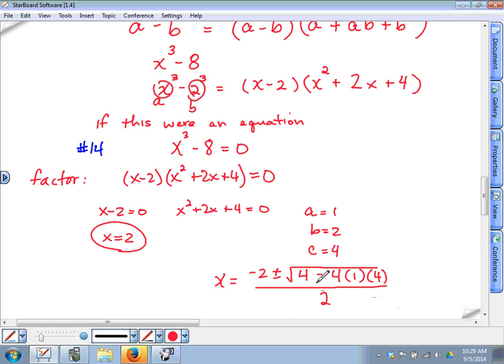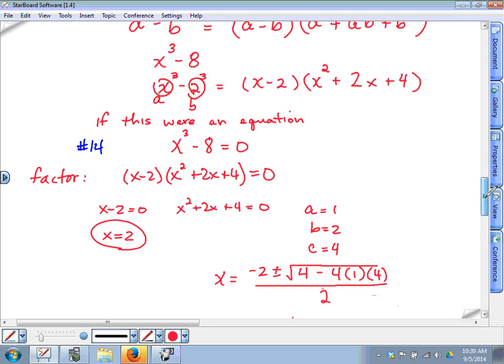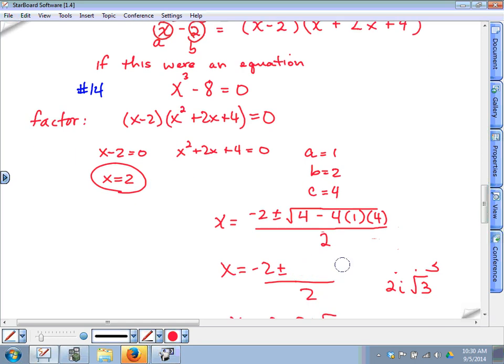Okay. What's 4 times 4? 16. So this is 4 minus 16. 4 minus 16 is -12. So then the next step would be -2 plus or minus the square root of -12 all over 2. All right, square root of -12. Let's take a look at that. The square root of -12.